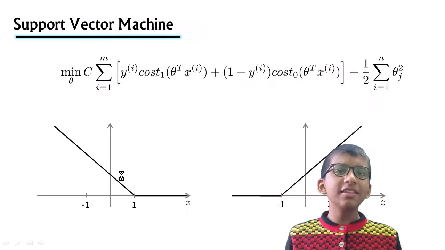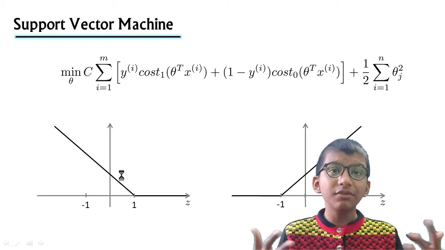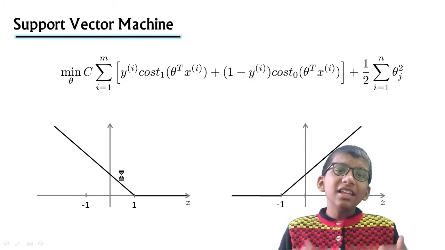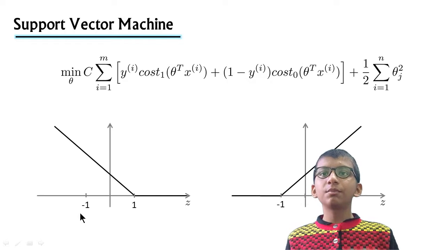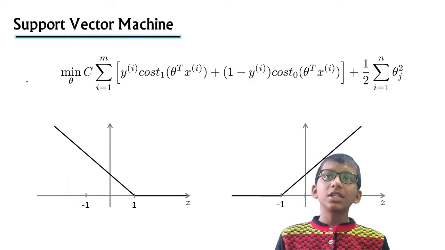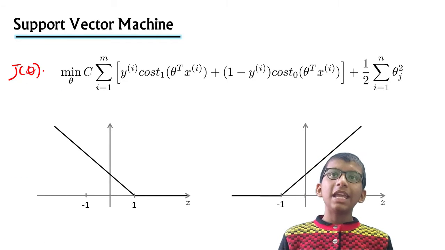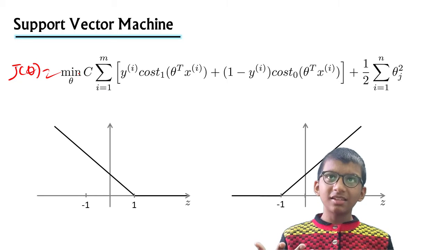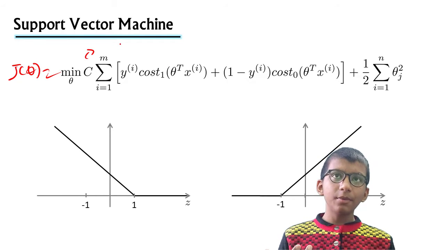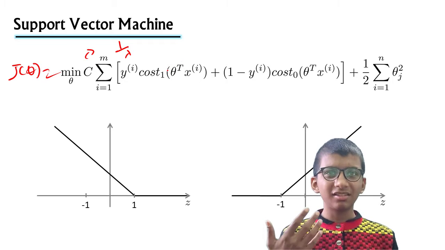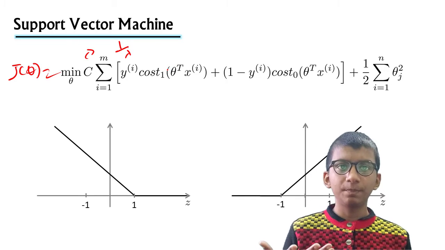First of all, let's recapitulate what we have learned in the previous video. A quick overview of the cost function: J of theta, where C is the regularization parameter, which is 1 by lambda.